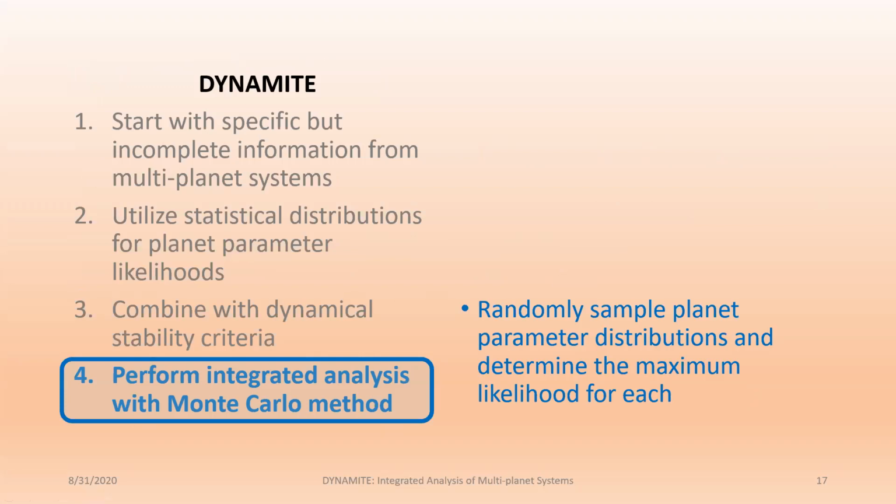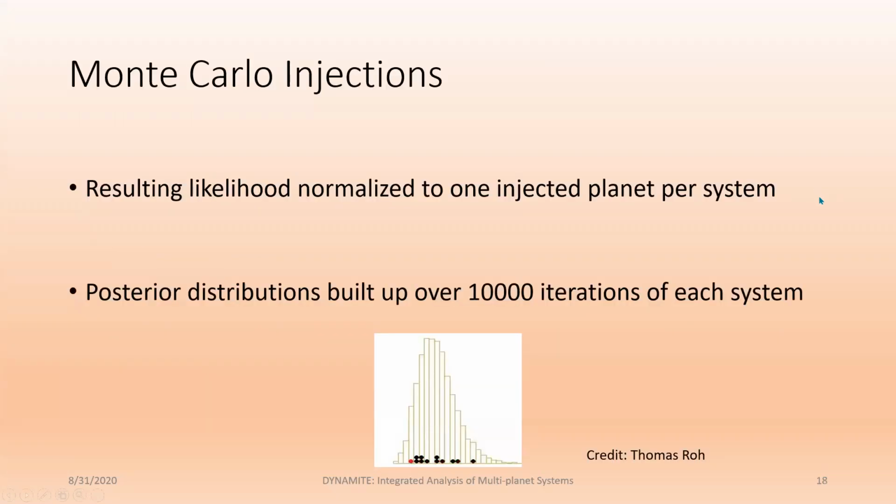Once we have the distributions combined with the dynamical stability criterion, we perform an integrated analysis using the Monte Carlo method to randomly sample the planet parameter distributions and determine the maximum likelihood value for each. The resulting likelihood is normalized to 1 injected planet per system, to make the statement that if an additional planet were to be found in this system, the maximum likelihood value for that parameter distribution is the best estimate for the predicted planet parameter value. And we sample the parameter distribution 10,000 times to build up the posterior distributions.